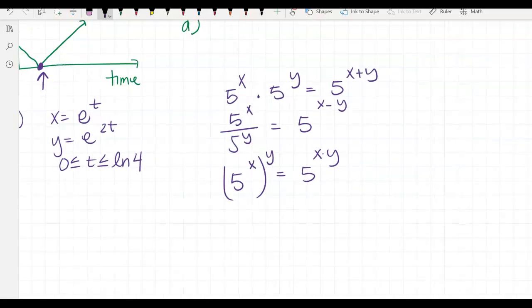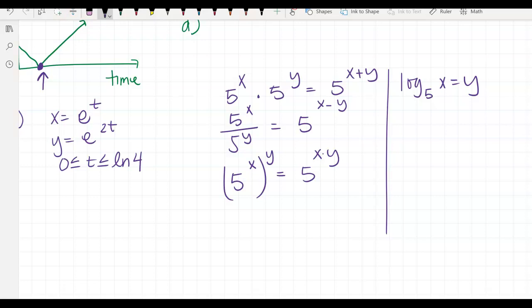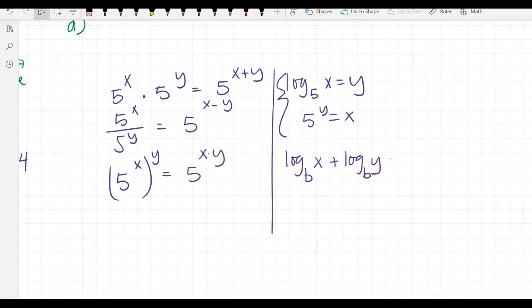Okay. So far you guys are doing great. Log base 5 of x equals y. Can you please write it in exponential form for me? 5 to the y equals x. Beautiful. These are equivalent. Then, guys, if we have log of any base of x plus log of the same base of y, when the logs are adding, we can rewrite it as the log of the multiplication.